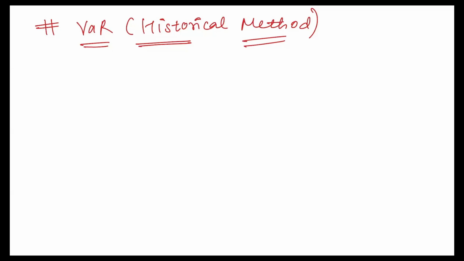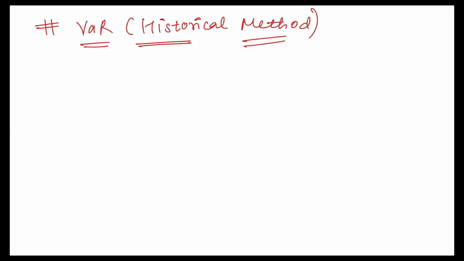Hi everyone, welcome to this project series in which we are developing a value at risk model using three quantitative approaches: the variance covariance method, the historical method, and the Monte Carlo simulation method. In our last video, we understood how to develop a value at risk model using the variance covariance method. In this video, let's understand how to develop the value at risk model using the historical method.